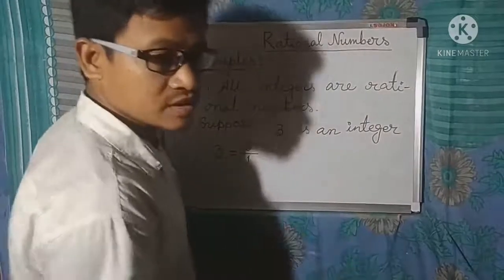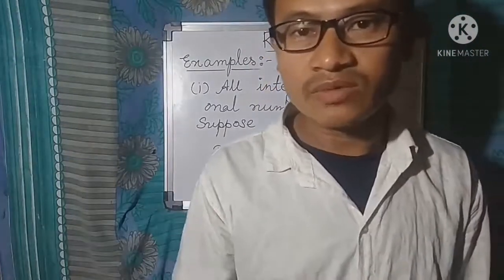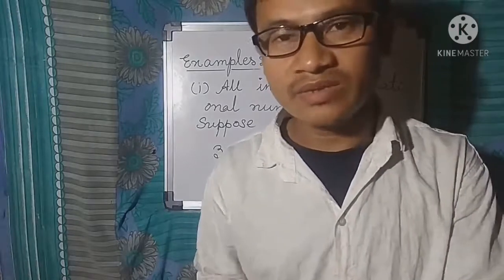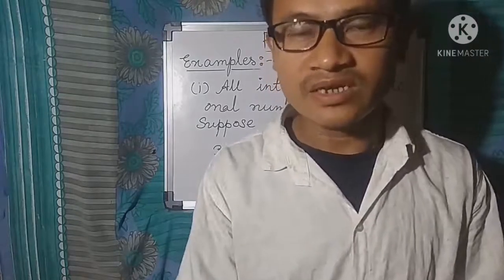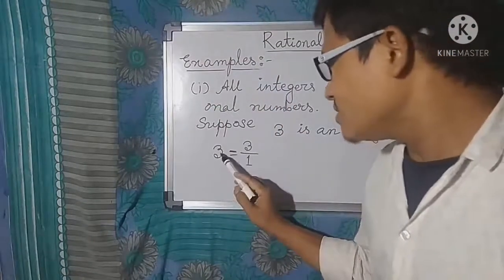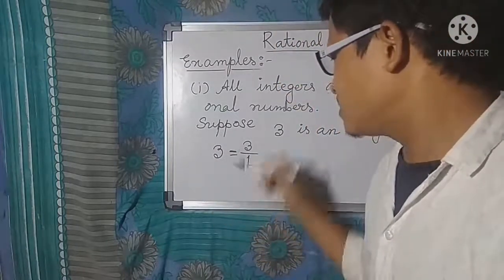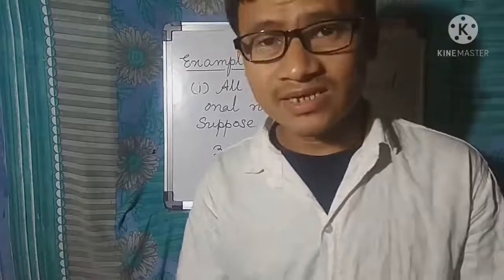So what does it mean? Actually, what does 3 by 1 mean? 3 by 1 means 3 is divided by 1. If we divide 3 by 1, we will get 3 itself, isn't it? So 3 can be written in the form of 3 by 1, because 3 by 1 means 3 itself.